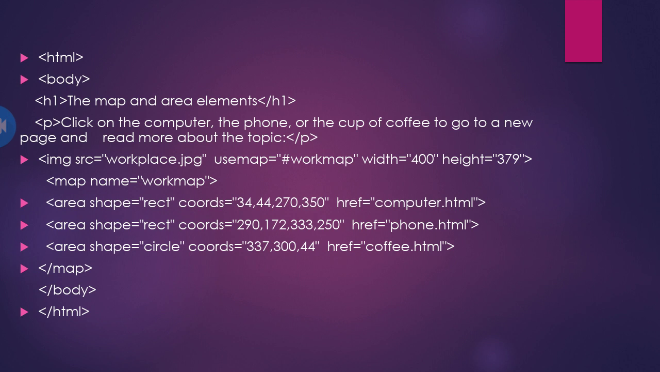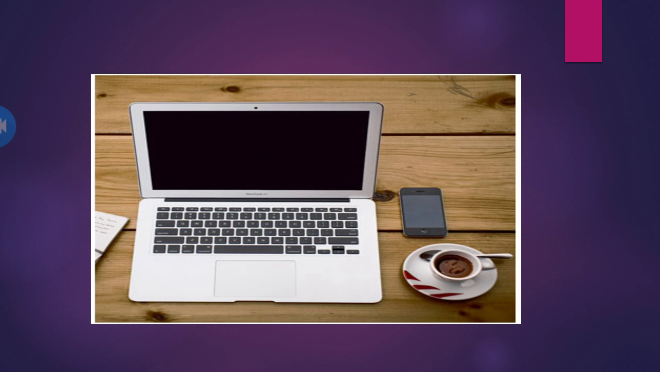In the third tag, I have used area shape is equal to circle. In the circle I have used 3 coordinates, and then again in the href a different page. In the next line, close the map tag, close the body tag, close the HTML tag. So when you execute this code, it will display this.